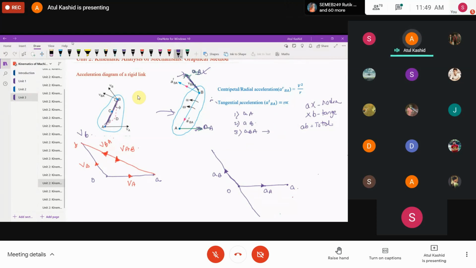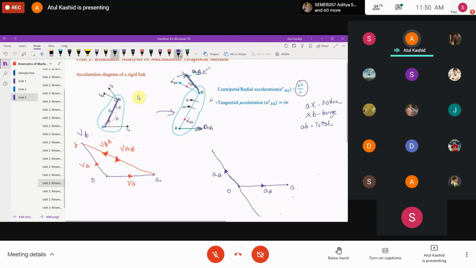Now, as I told you, for this we have two components. One component is the centripetal component or the radial component, AC or AR. And second one is the tangential component. So first we'll target this radial component. If we talk about the radial component, the magnitude for the radial component is nothing but V square upon R. And what about direction?